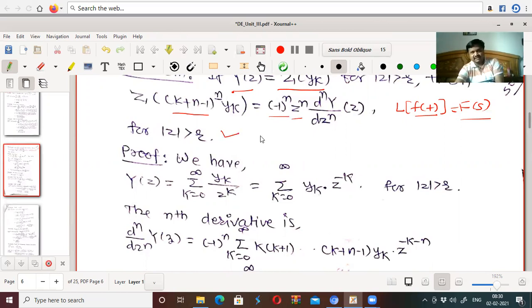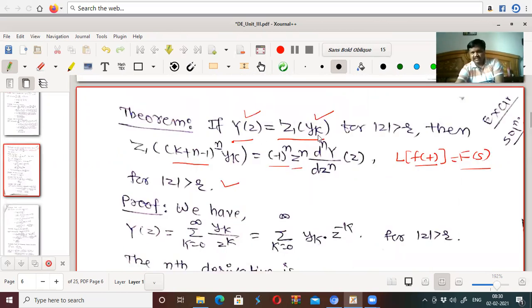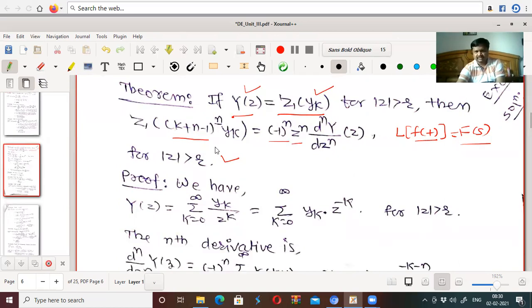So what does this property say? If we know the Z transform of yk, then we can find the Z transform of yk into k plus n minus 1 to the falling n. To obtain it, we only want to take the nth derivative of that Z of yk and multiply it by z raised to n into minus 1 to the power n.